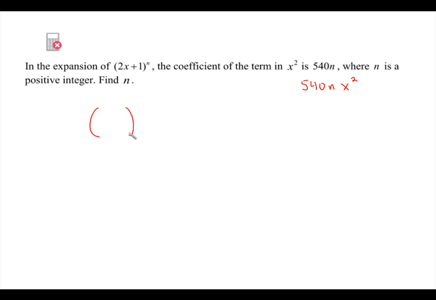So let's set everything up. Let's start with the parentheses. Our exponent is n, so just put n there. We don't know what that is, we're going to find that. And then we have 2x, and we have 1, okay? Now, since we're trying to get the x squared term, you know that this exponent has to be a 2. It cannot be anything else. So if this is a 2, then this exponent has to be n minus 2, because if we add these two together, it should equal n, right? It has to equal this value here.